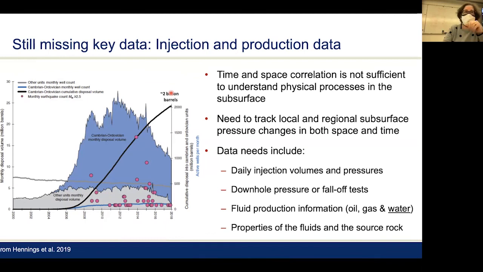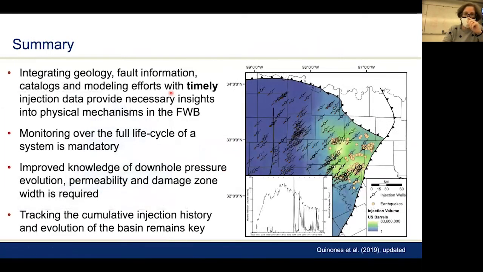Properties of the fluids, the source rocks, but primarily the permeability. But you have to integrate it. The seismologists aren't going to fix the problem of West Texas earthquakes. The geologists aren't going to fix the problem of West Texas earthquakes. It has to be an integrated data set, and it has to be timely.